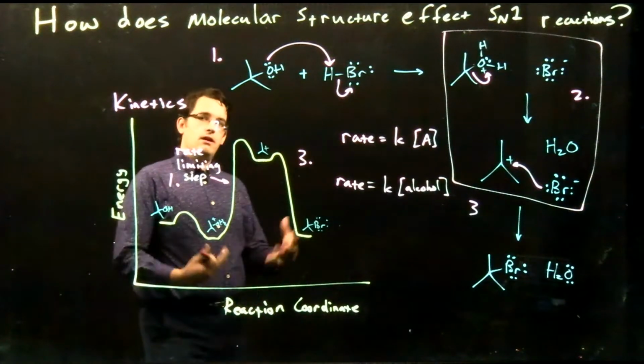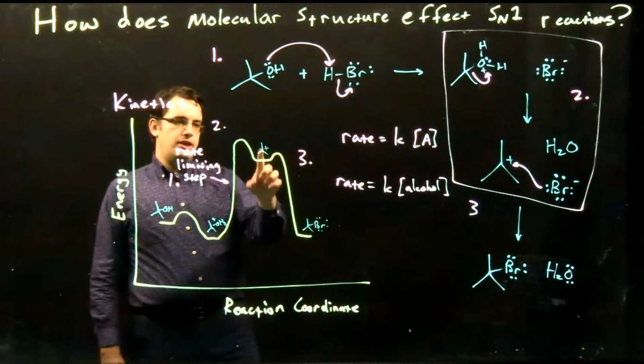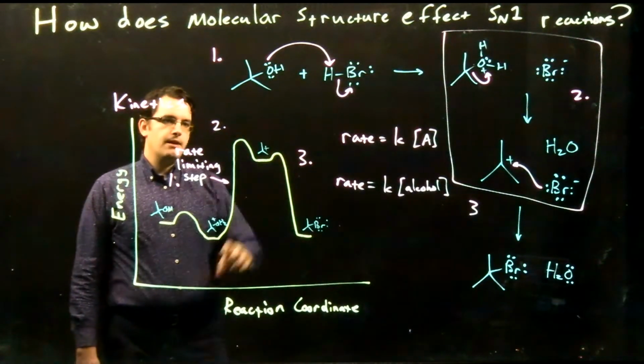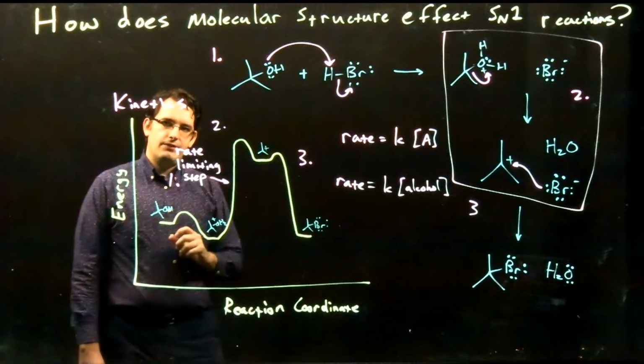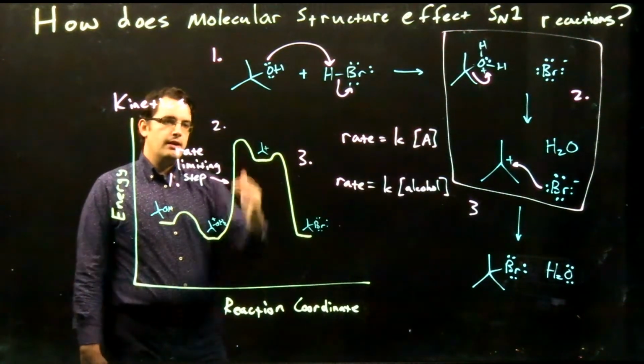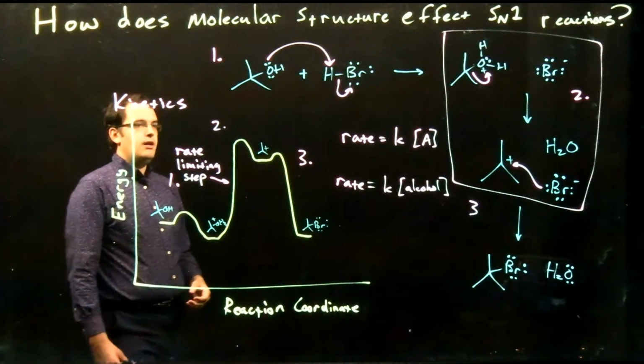And now, of course, when we say things that will impact that step, we want to think about things that will change the height of our energy here in order to change our activation energy barrier, right? If this gets larger, the reaction becomes slower. If it gets smaller, our reaction becomes faster.